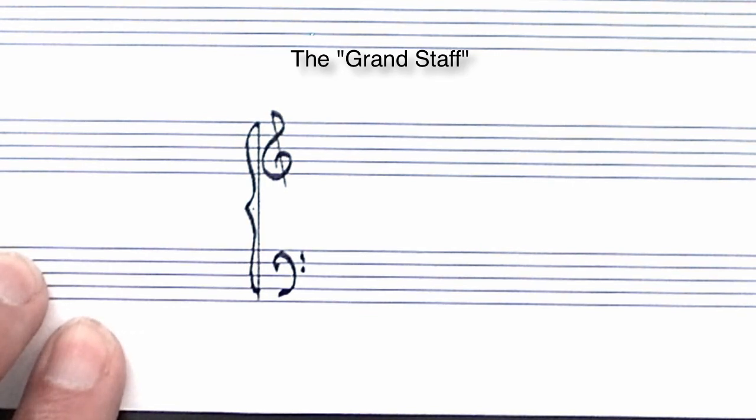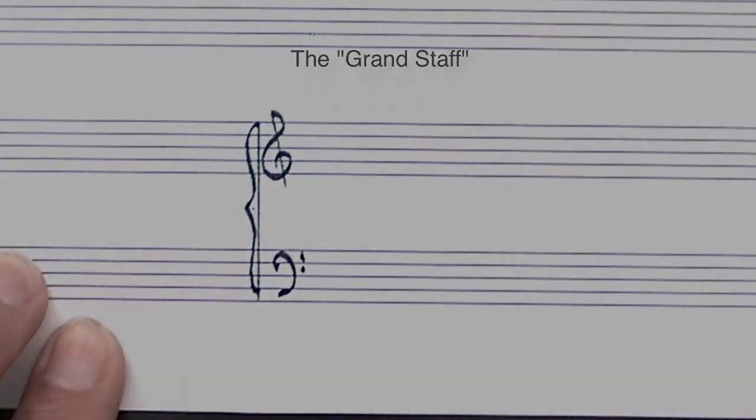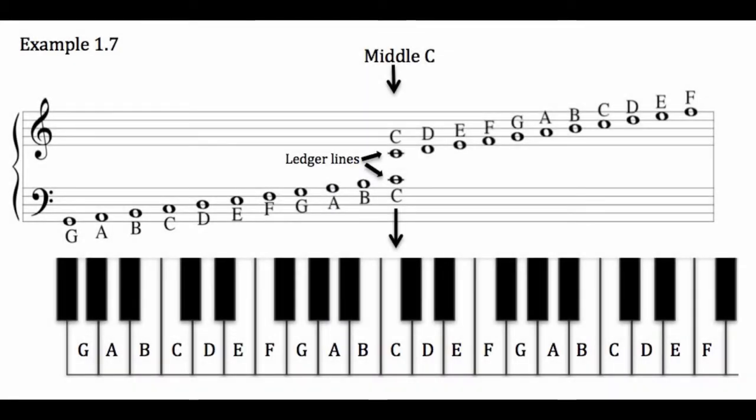From the configuration of the staves and their relative clefs, it is clear that the notes on the G clef are higher than the notes on the F clef. In fact, we could plot a continuum of notes from the bottom of the F clef staff to the top of the G clef staff, as shown. Also note the corresponding notes labeled on a piano keyboard.